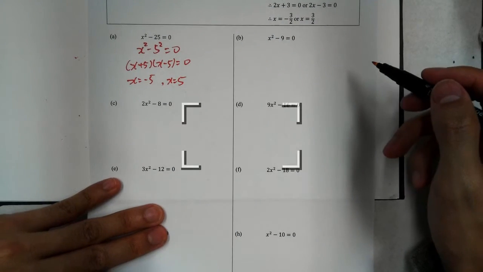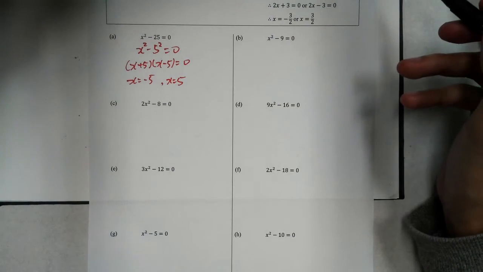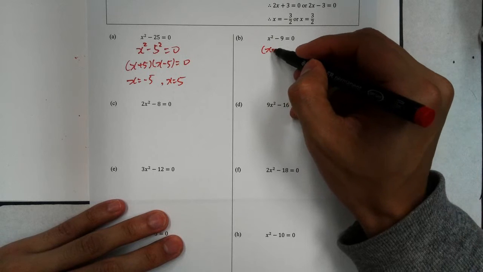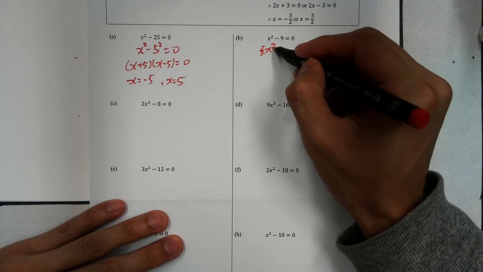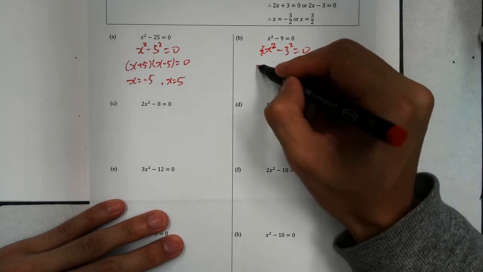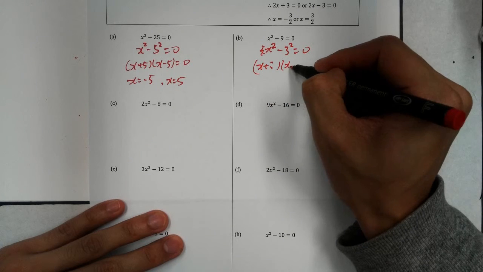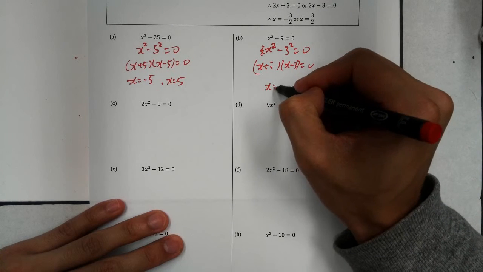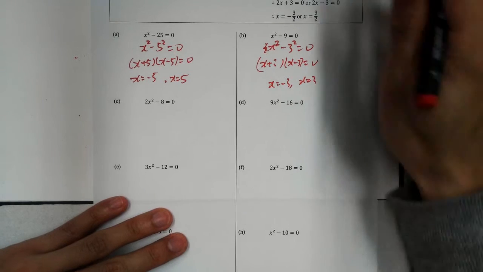Secondly will be the same. We have x squared minus 3 squared equal to 0. So x plus 3, x minus 3 equal to 0, x is negative 3, x is 3.